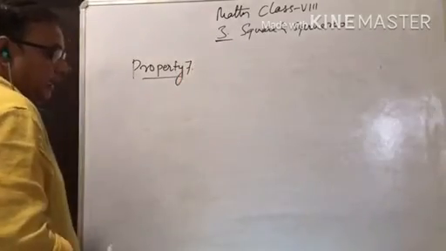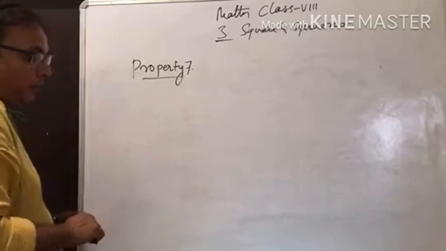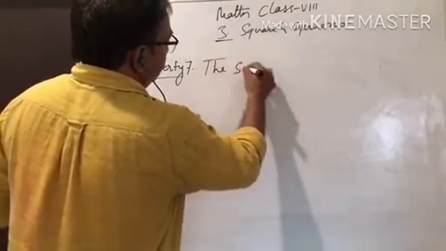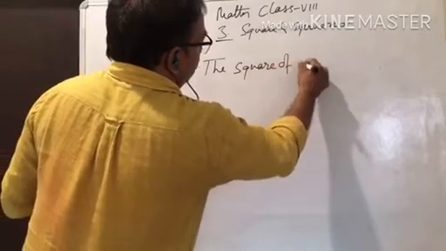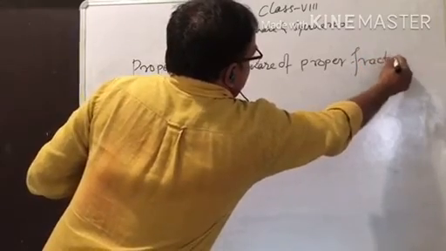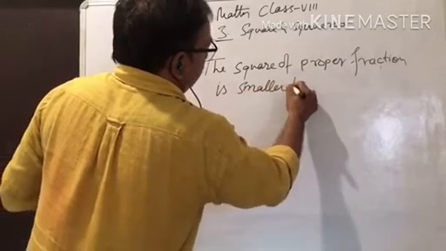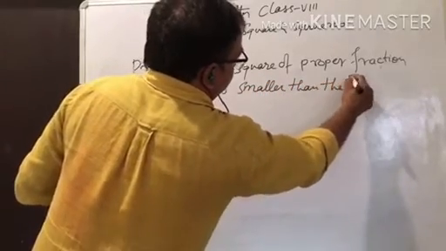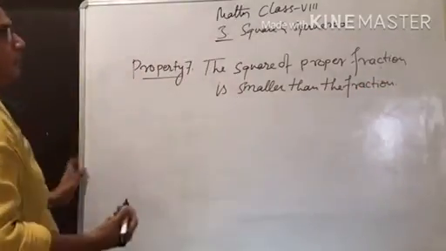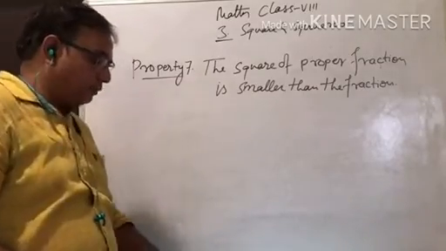Property number 7: the square of a proper fraction is smaller than the fraction. This is property number 7.